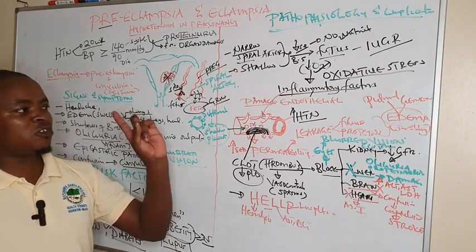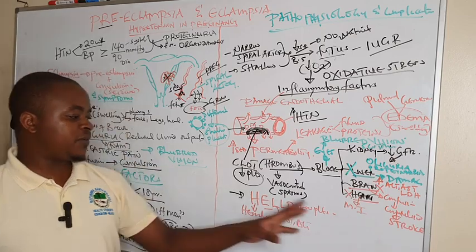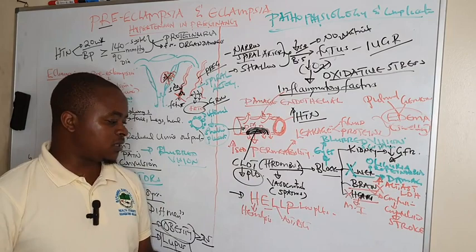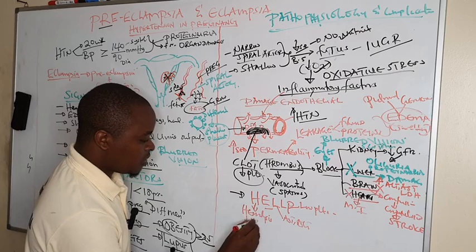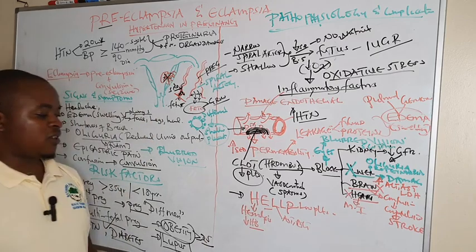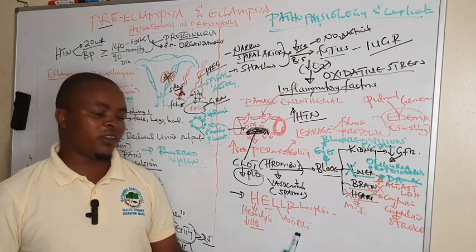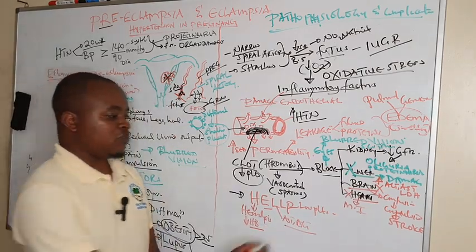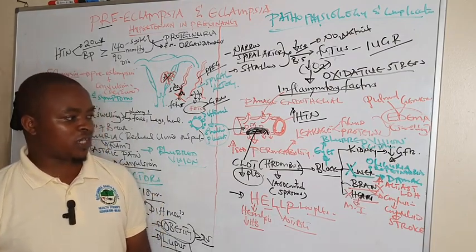So the complication is multiple organ damage. We have seen HELLP also being another complication, whereby we see hemolysis. Hemolysis leads to low HB, decreased red blood cells and decreased HB. Then we see liver damage, which leads to elevated liver enzymes. Then we see low platelets, always less than 100. That is one of the complications.